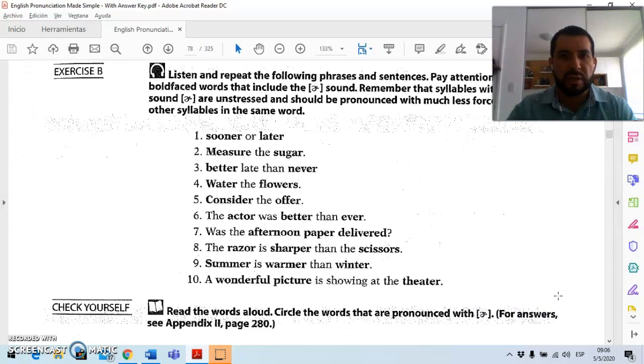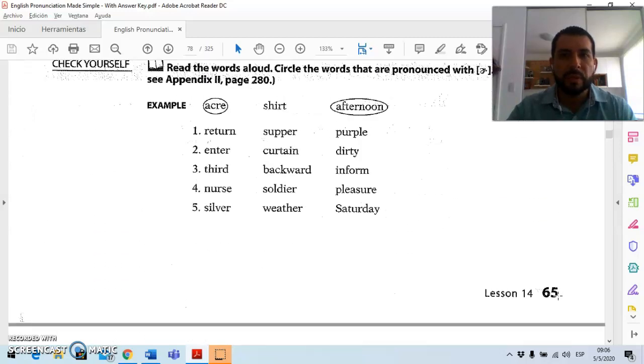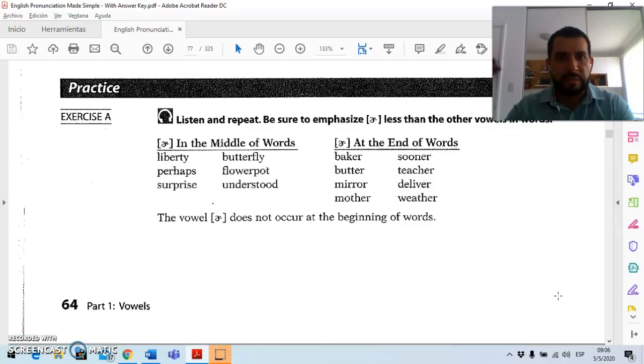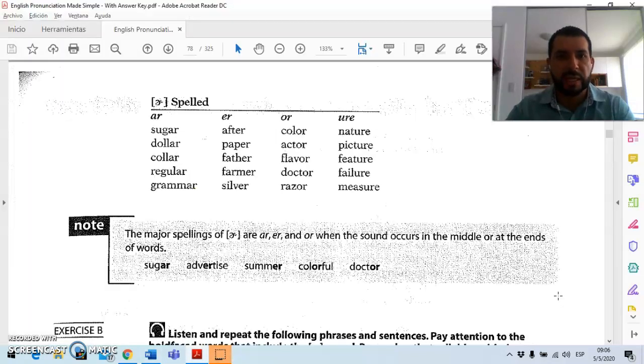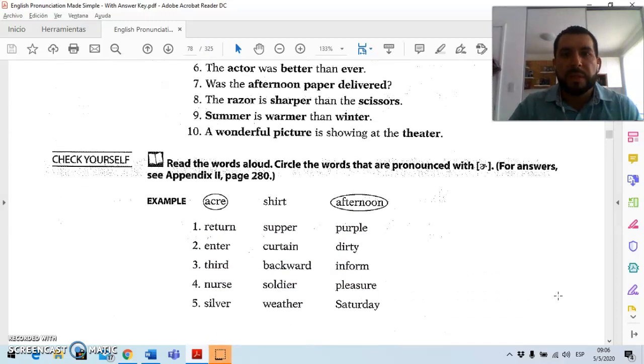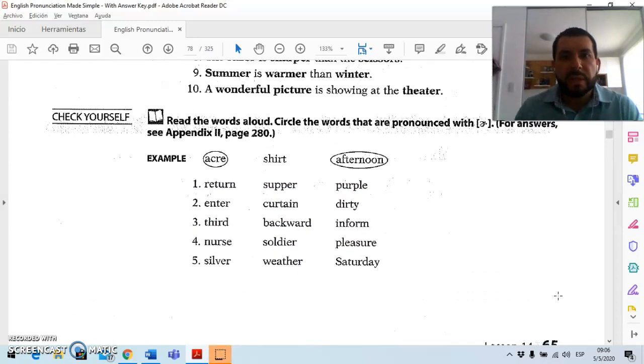Okay, so that's it. Let's go now to give instructions for the other check yourself exercise. Is it 64 or is it 65? Let me double check. According to me, it's 65. I'm sorry. Yes. So what you need to do here is read the words aloud and circle those words that are pronounced with the sound, the weak one, the lax one.